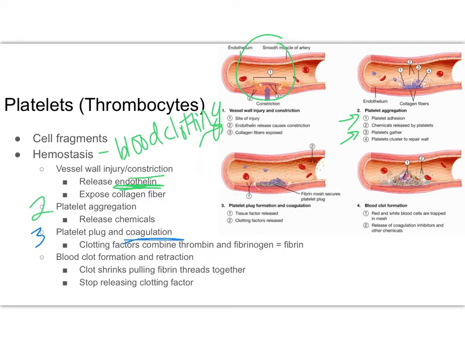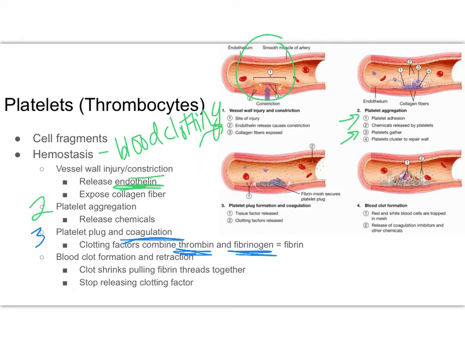Okay, there's your spelling for coagulation right there. Okay, and so what will happen with coagulation is we've got these clotting factors, which are some of these proteins that are in the blood that have now been activated. And so the clotting factors combine together what's called thrombin and fibrinogen, which are present in your bloodstream all the time.